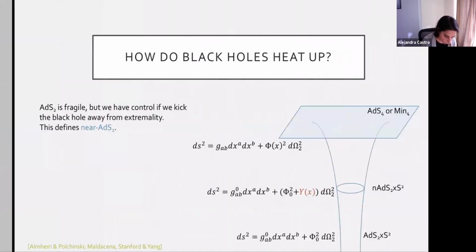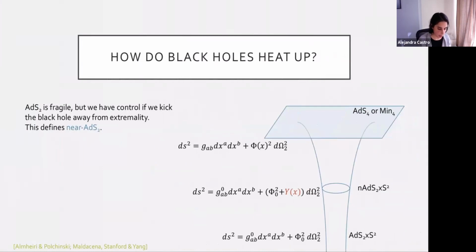Now, what we're going to do is that we're going to heat up the black hole. Okay, so AdS2 is a little bit fragile. It's a little bit problematic from that point of view. It doesn't like to be added energy. And so as we try to see how the black hole responds, because as physicists, that's how we understand systems, right? We sort of tamper with them and we see how they respond. This is what we're going to do today. And this will fall into the subject of near AdS2.